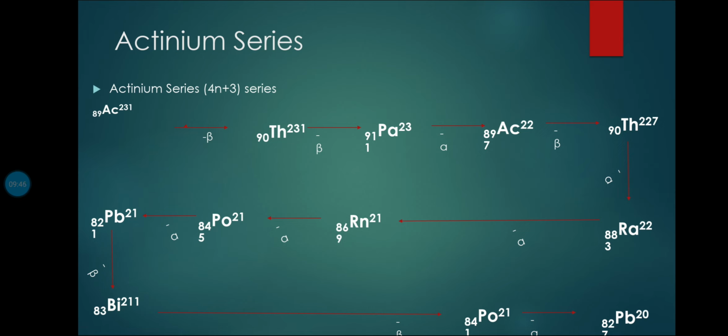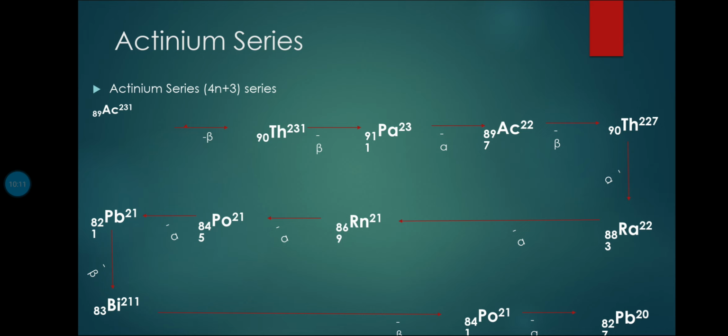Polonium once again emits an alpha particle. By doing so, the atomic number decreases by 2. 84 minus 2 is 82. 82 is lead, and the mass number decreases by 4. 215 minus 4 is 211.